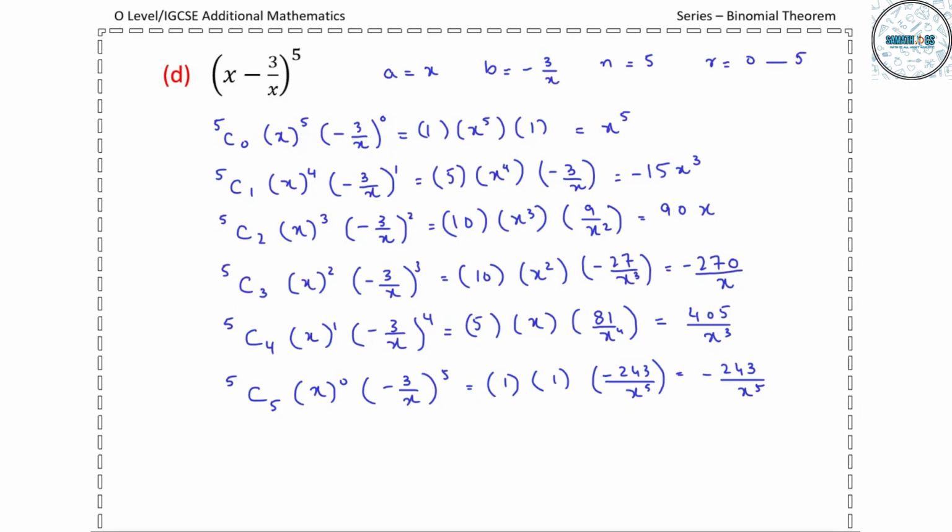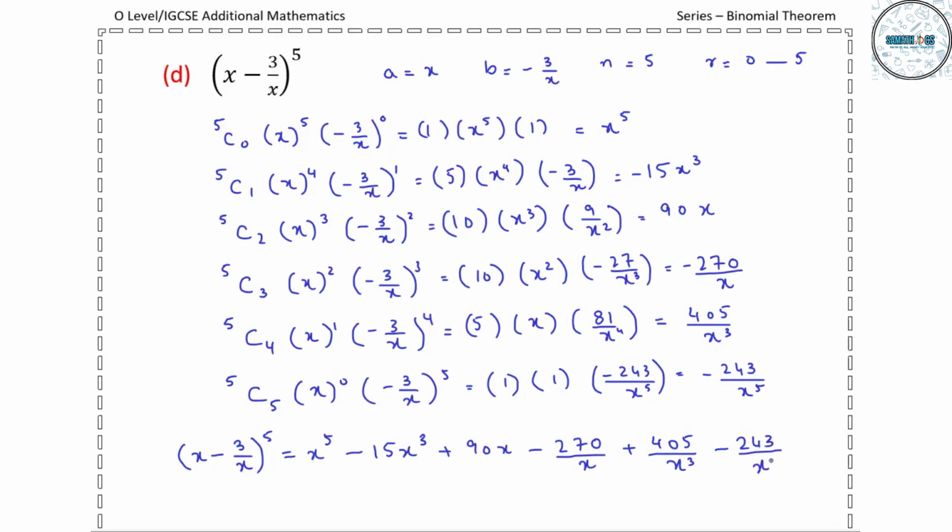So finally we can write (x - 3/x)^5 is equal to x^5 - 15x^3 + 90x - 270/x + 405/x^3 - 243/x^5.